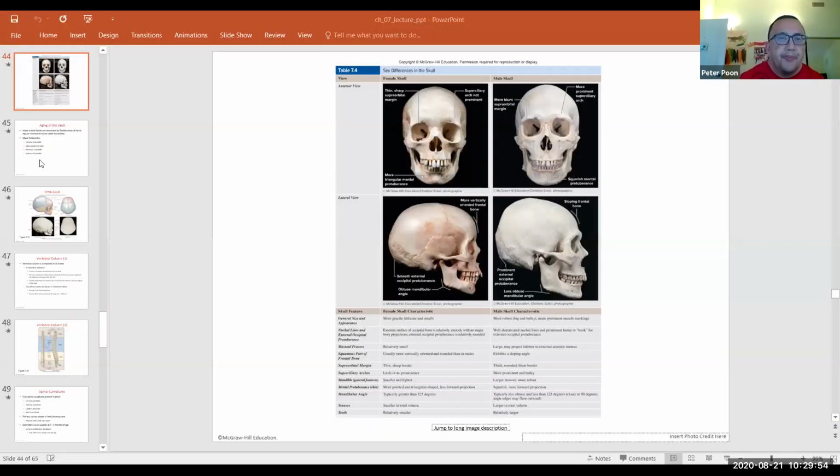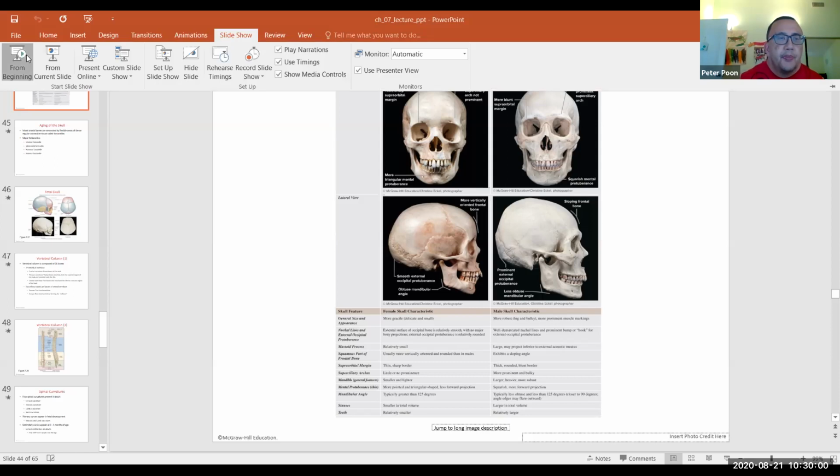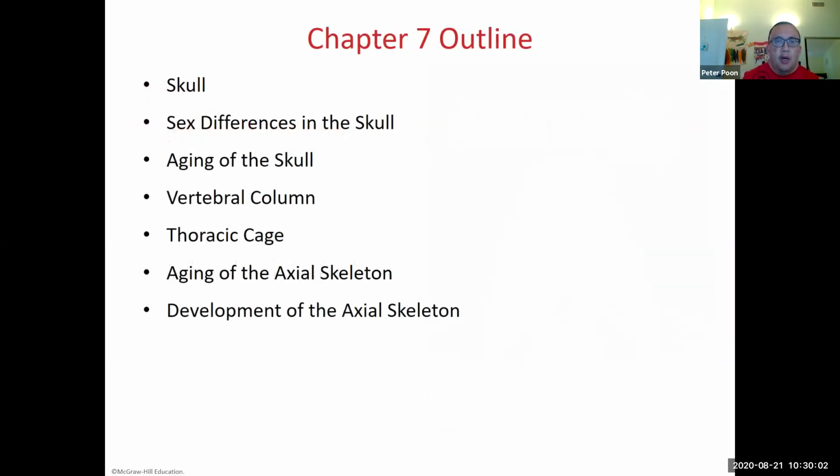Okay. Hi guys. Now we're moving on to chapter 7. So now we'll look at specific bones. Chapter 7 is the axial skeleton. So remember that the axial skeleton is head, neck, and then the thoracic cage. So your trunk.